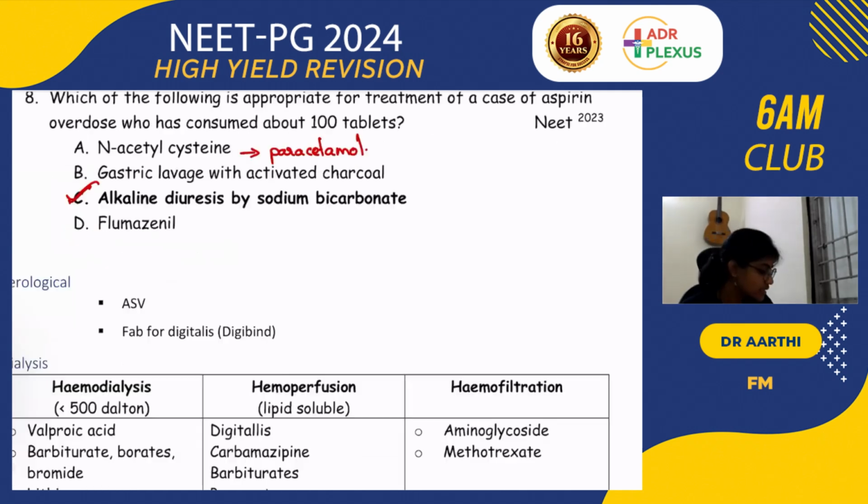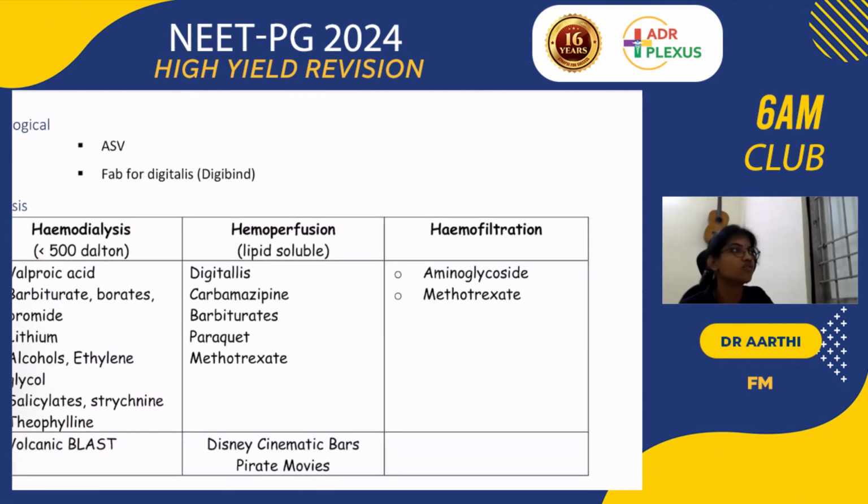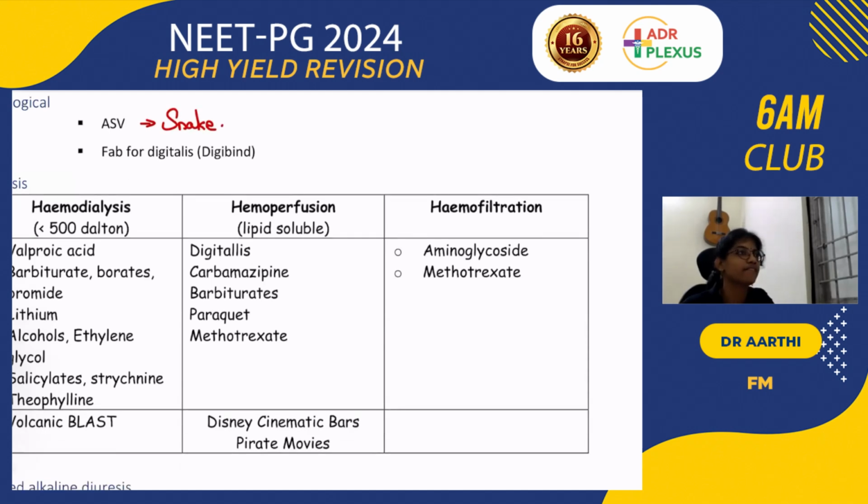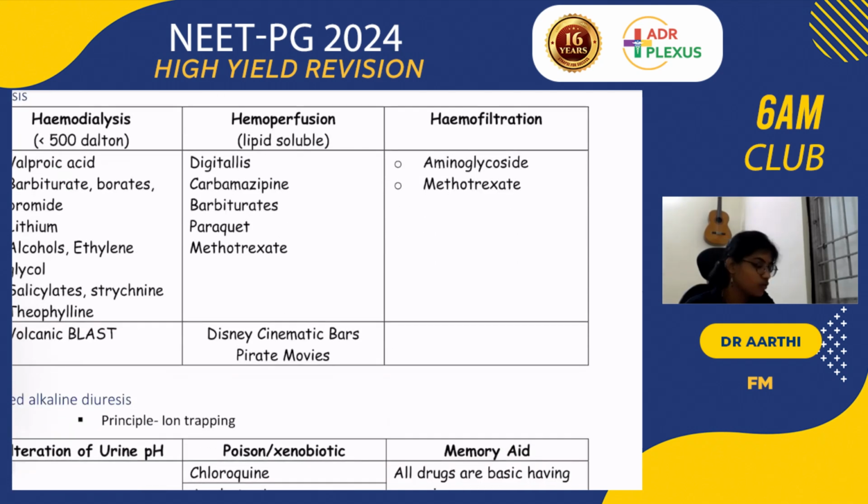Okay, so let's see some other antidotes, and serological antidotes include your anti-snake venom, which we give in snake envenomation. We have digitalis immune Fab, which is nothing but your digibind, and then you can do dialysis or you can do forced alkaline diuresis, right? Okay, now hemodialysis, remember your volcanic blast. Again, I will share this document with you, go through it, it's just for your remembrance.